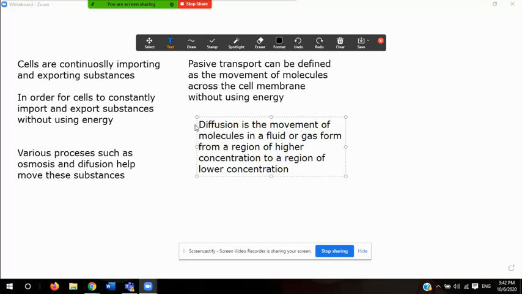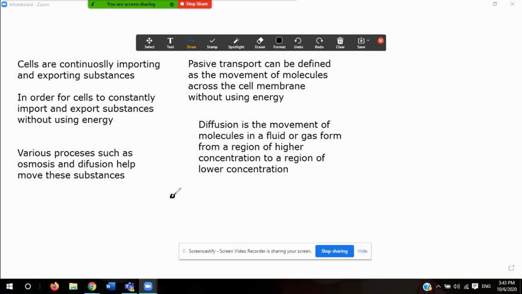It's always good to know that molecules diffuse from an area of higher concentration to an area of lower concentration. For example, someone puts on a perfume and then all of a sudden the smell just dissipates. That's because perfume is in its fluid state. So when you spray it, you're having that smell move from an area of higher concentration to an area of lower concentration.